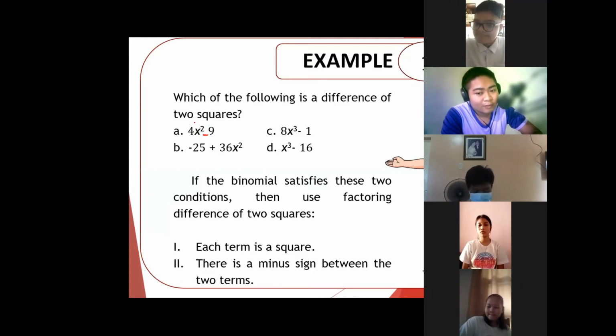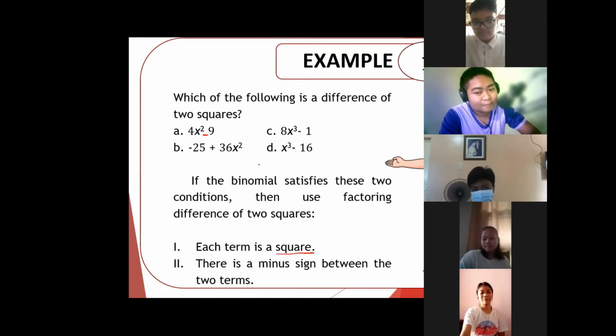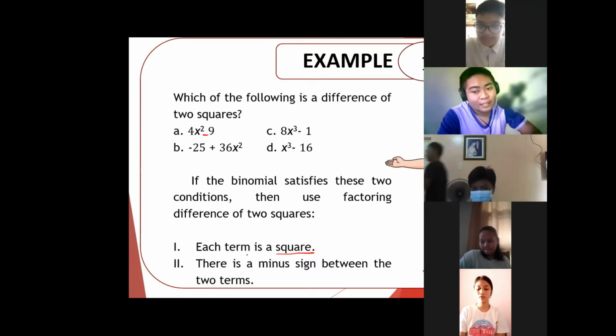How are we going to know if it is a square? Si 4 ba kapag in-square root natin, may number na hindi decimal? A whole number? Square numbers have no decimal. What is the square root of 4? 2. So is that a perfect square? Yes. How about 9? Is that a perfect square? 3. Therefore, it is. It satisfies the first rule. Each term is a square.